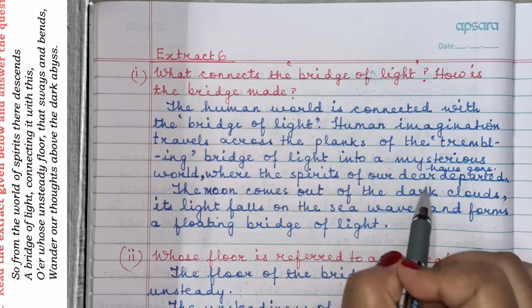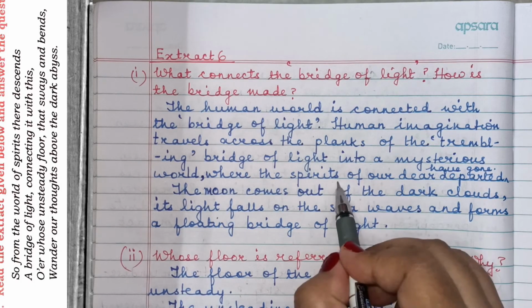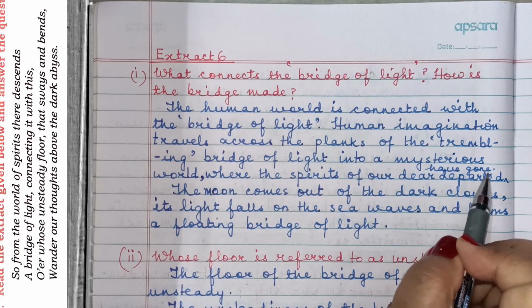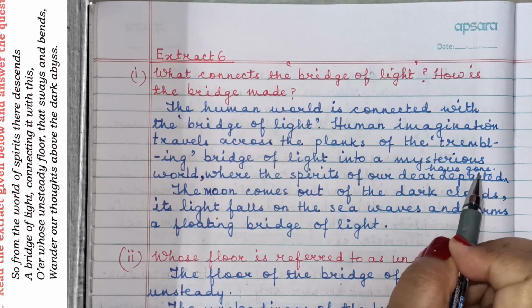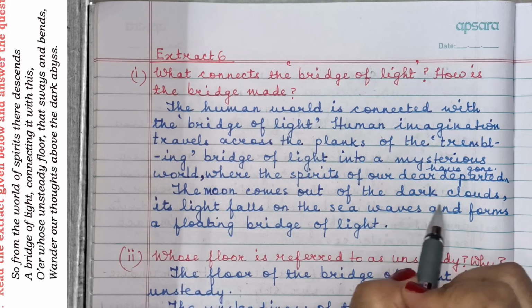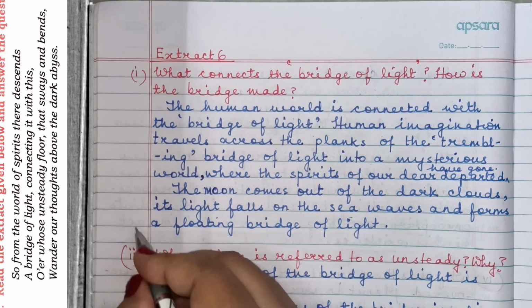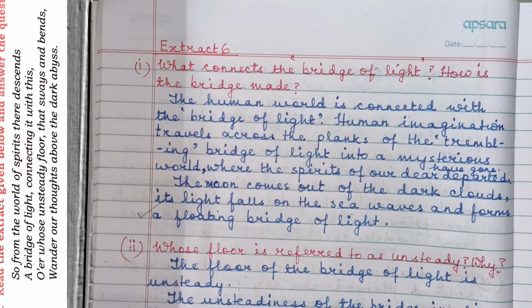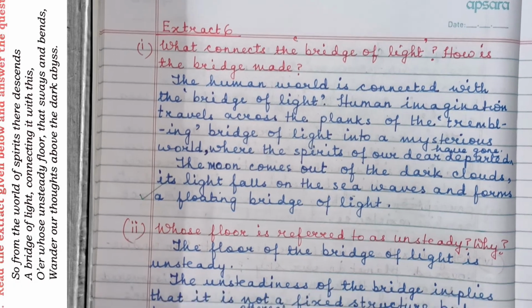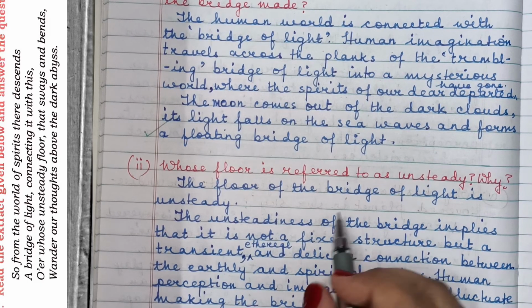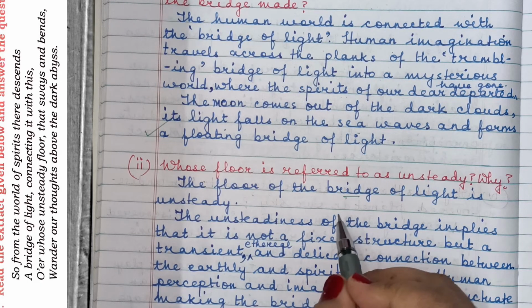where the spirits of the dear departed have gone. And how is the bridge made? The moon comes out of the dark clouds. Its light falls on the sea waves and forms a floating bridge of light. So the moon is responsible for this. Whose floor is referred to as unsteady? The floor of the bridge of light is unsteady.